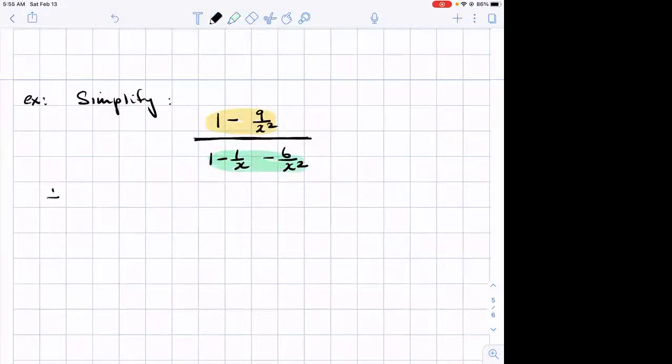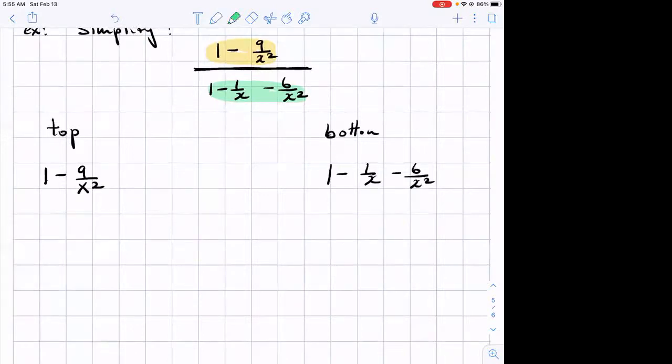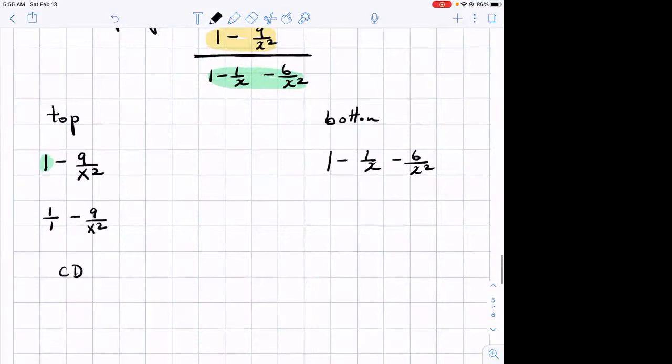So if we take out the top, which is the numerator, we have 1 minus 9 over x squared. If we take out the bottom, we have 1 minus 1 over x minus 6 over x squared. So this here as a fraction is 1 over 1 minus 9 over x squared. So the common denominator here is, there's nothing to factor in the denominator. So 1 times x squared, which is really equal to x squared.